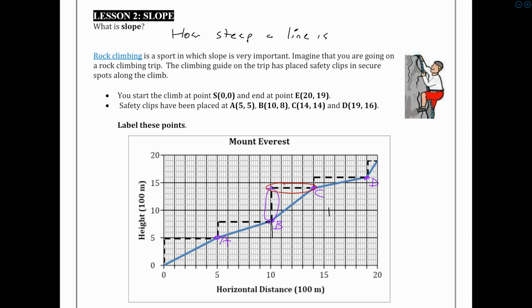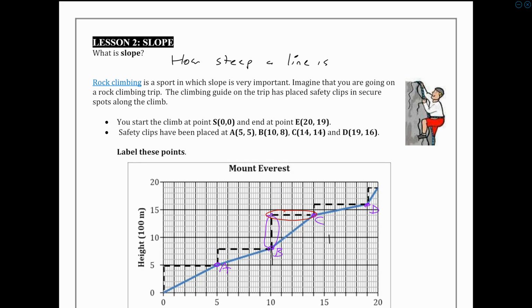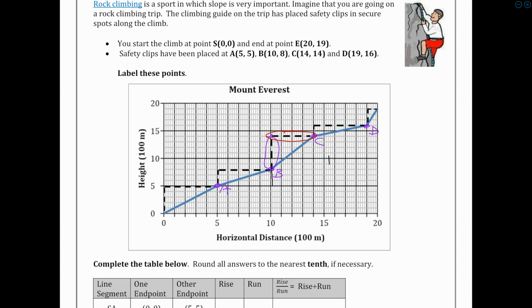So let's imagine you're going on a rock climbing trip, or maybe it's like hiking mixed with rock climbing. The climbing guide on the trip has placed safety clips in some secure spots along the climb. We start the climb at (0, 0). We end at the point (20, 19). And there are safety clips at A, B, C, and D. You'll notice I've already labeled these. You can draw those points on, in each bump, A, B, C, and D.